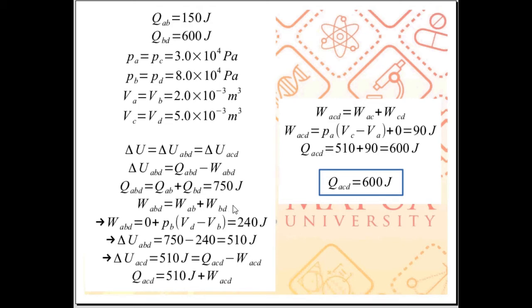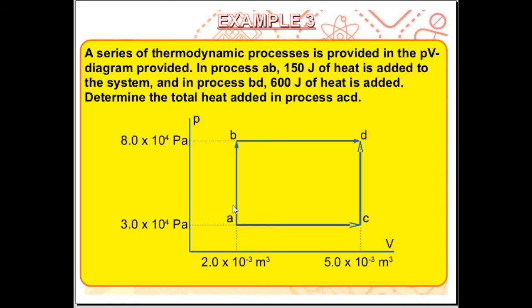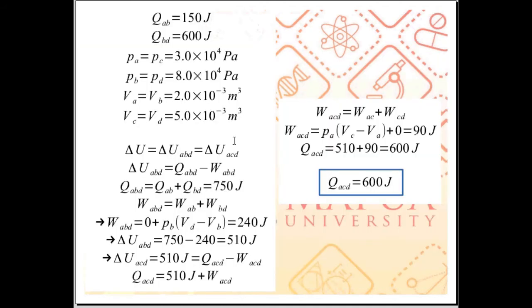Similarly, work ABD, WABD, is just equal to WAB plus WBD. Going back to the PV diagram, ABD, from A to B, the volume is constant. Since the volume is constant, that means zero work done. So WAB is 0.